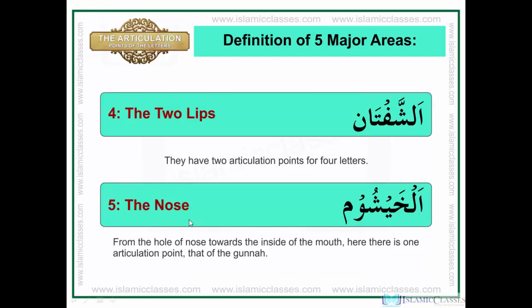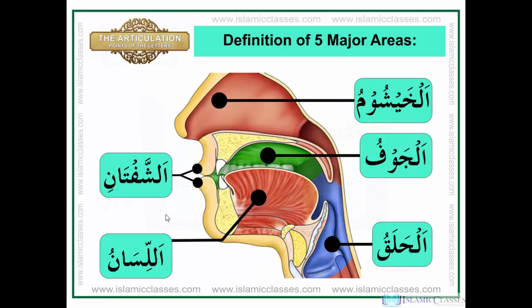Al-Khayshum, the nose. From the nose towards the inside of the mouth there is 1 articulation point, that of the ghunna. Here I am going to show you those 5 major areas. As you can see, the first one is Al-Khayshum, this place of the nose, and from this place the ghunna sound comes out. The second is Al-Jawf. This is the empty space of our mouth, the green color you can see. The next one is Ash-Shafataan, the 2 lips.